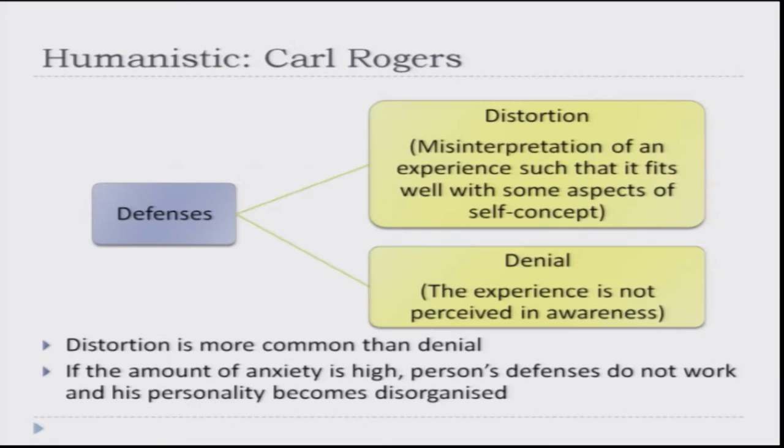Now, he talked about distortion and denial, which are the two types of defenses that one would use. Distortion is a case when one misinterprets an experience so as to fit it well into some aspects of self-concept. So, you have your self-concept, there is an experience, and then you misinterpret it. This is not the actual interpretation, and therefore it gets distorted.